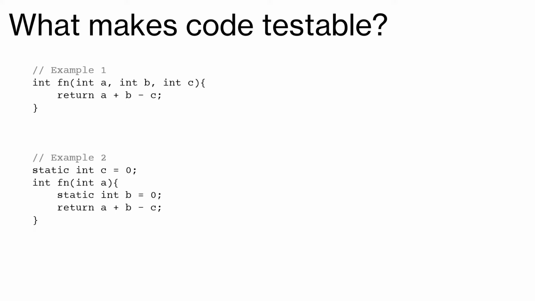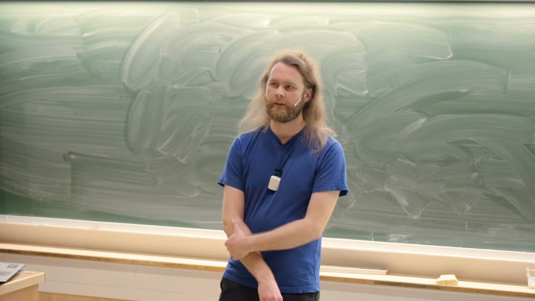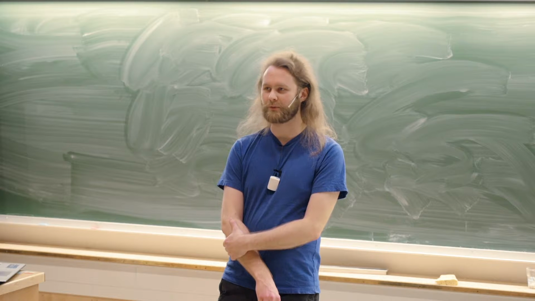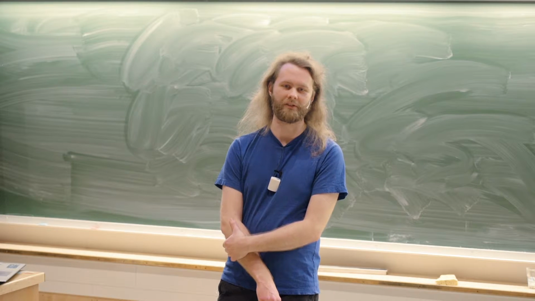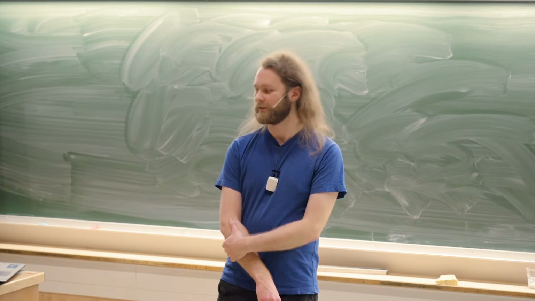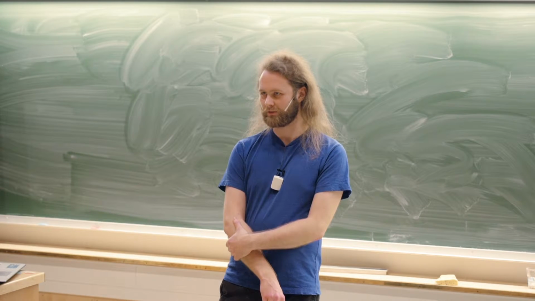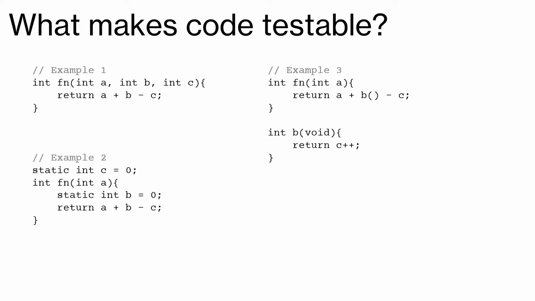So let's make it less testable by introducing some amount of complexity. Does anyone disagree that example 2 is less testable than example 1? Okay, well, let's see if we can make this even worse. I mean, it's very easy to make things worse. It's hard to make things better. It's amazing how much of a mess you can make with such a small amount of lines of code.